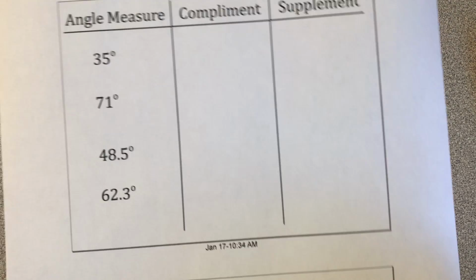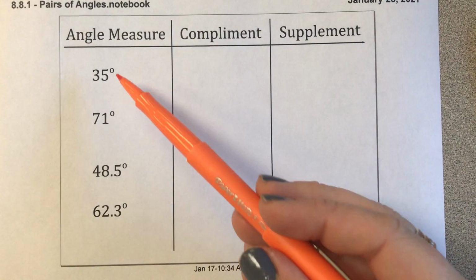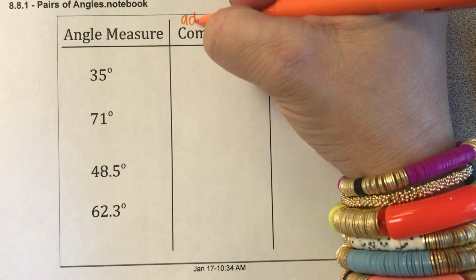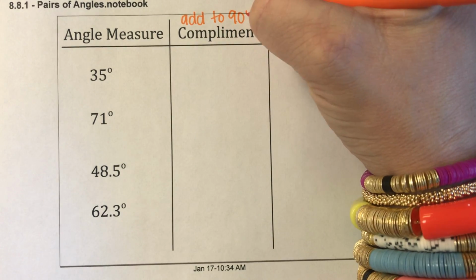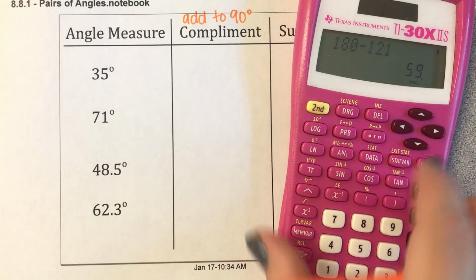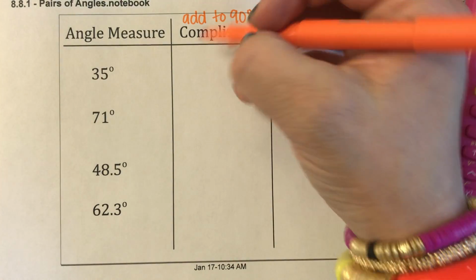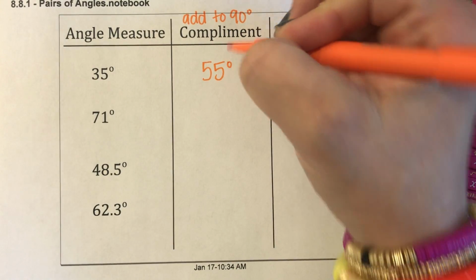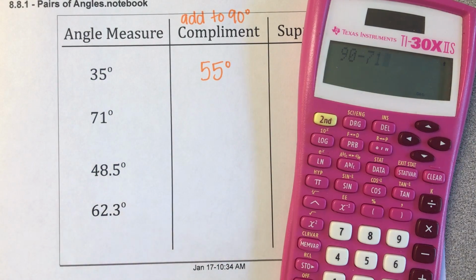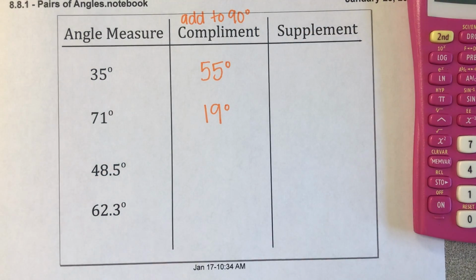Okay, on to this next part. You're given an angle measure and asked to find the complement and the supplement. Remember, complementary angles add to 90 degrees, so let's do those first. If it's a 35 degree angle, 90 minus 35 is 55 degrees. On this next one, 90 minus 71 would be 19 degrees.